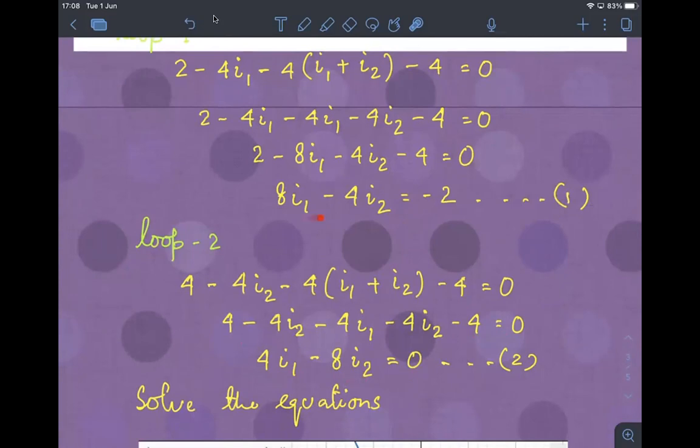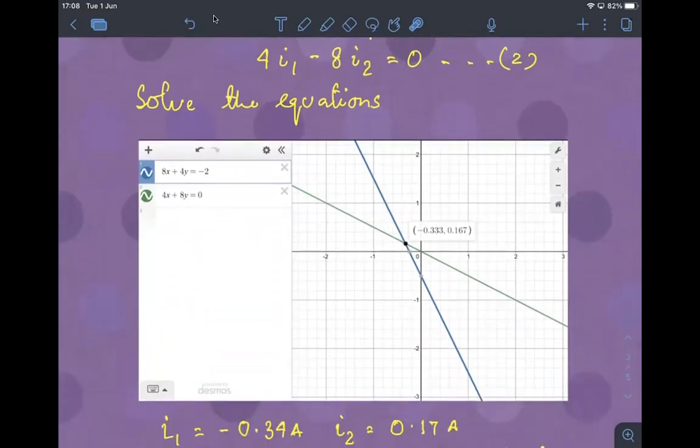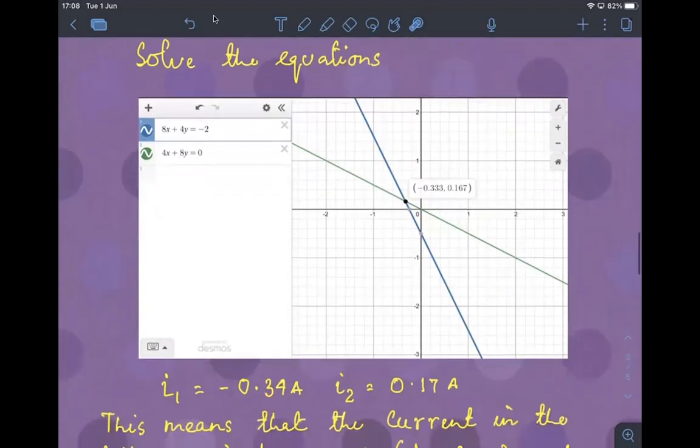Now, this is my equation 1: 8I1 minus 4I2 is equal to negative 2. I have 4I1 minus 8I2 is equal to 0. Now, you can use your graphing calculator, sub in the numbers, and this is the screenshot from my graphing calculator. You see, my point of intersection is negative 0.333. So my current I1 is negative 0.34 amperes. I've just rounded it up. And for I2, it is 0.17, again rounded up.